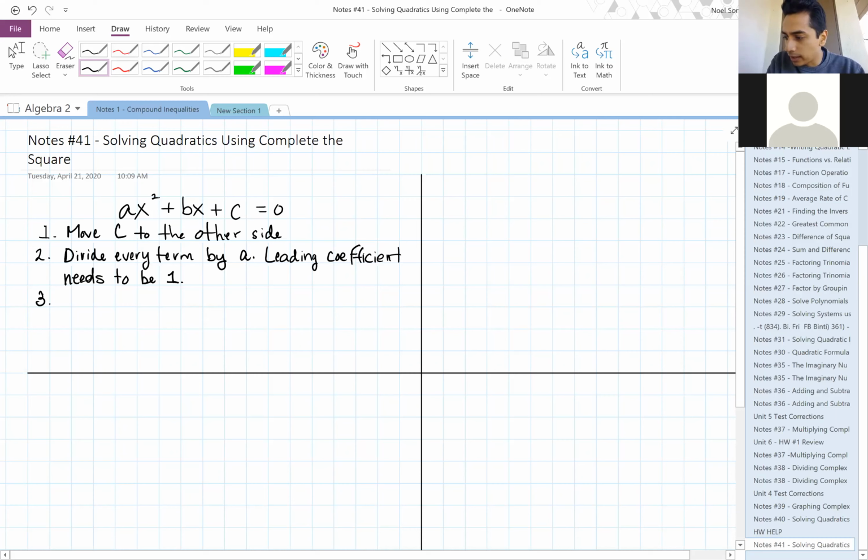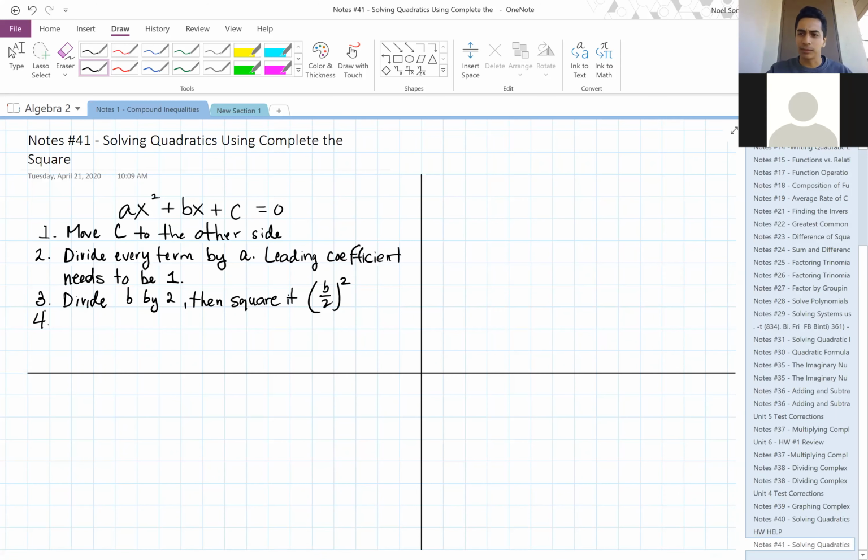All right, then we get to step 3. Step 3 calls us to divide b by 2, then square it. So basically step 3, you're going to do b over 2 squared. Step 4 is whatever you got from step 3. After you take b, divide it by 2, and square it, whatever number you get, you're going to add that to both sides of the equation. So it's a balancing that you do in step 4.